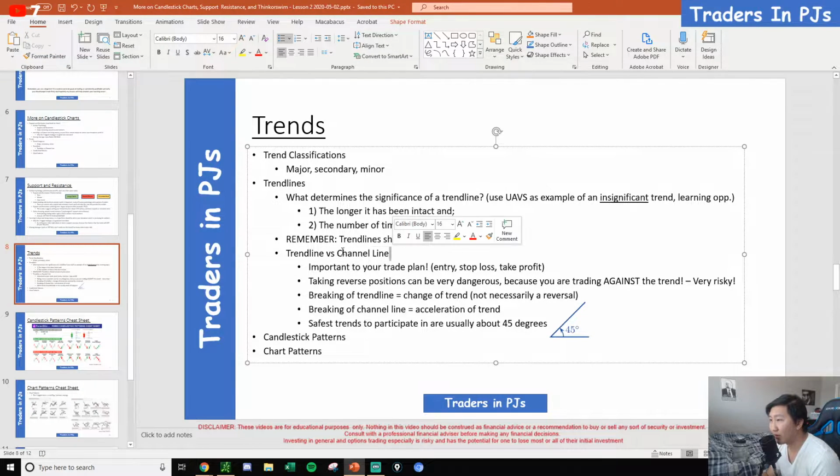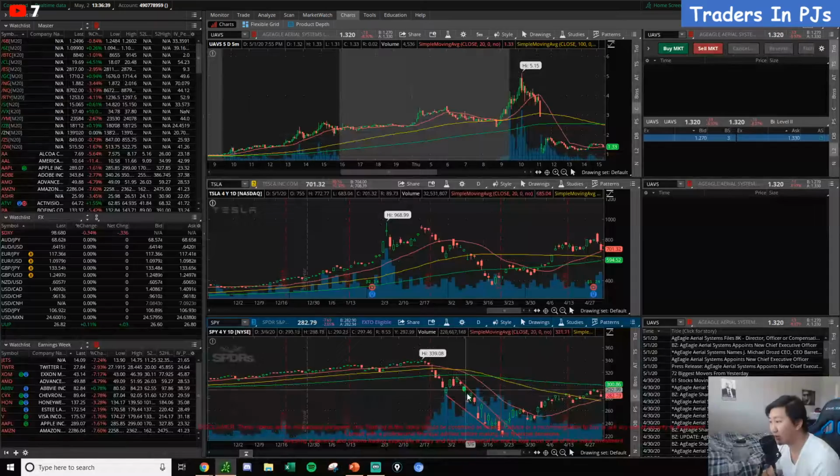So we talked about trend line and channel line. Hopefully that makes sense. And so why is this important? This is important to your trade plan. If you know that it's going to channel between here after looking at and drawing these trend lines, you can determine when it's a good time to take profit.